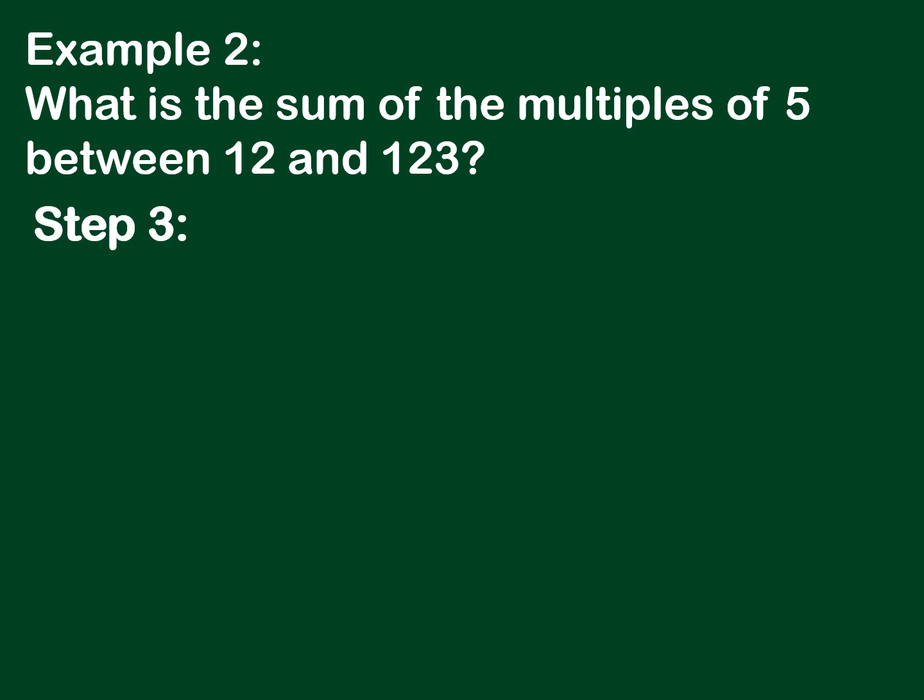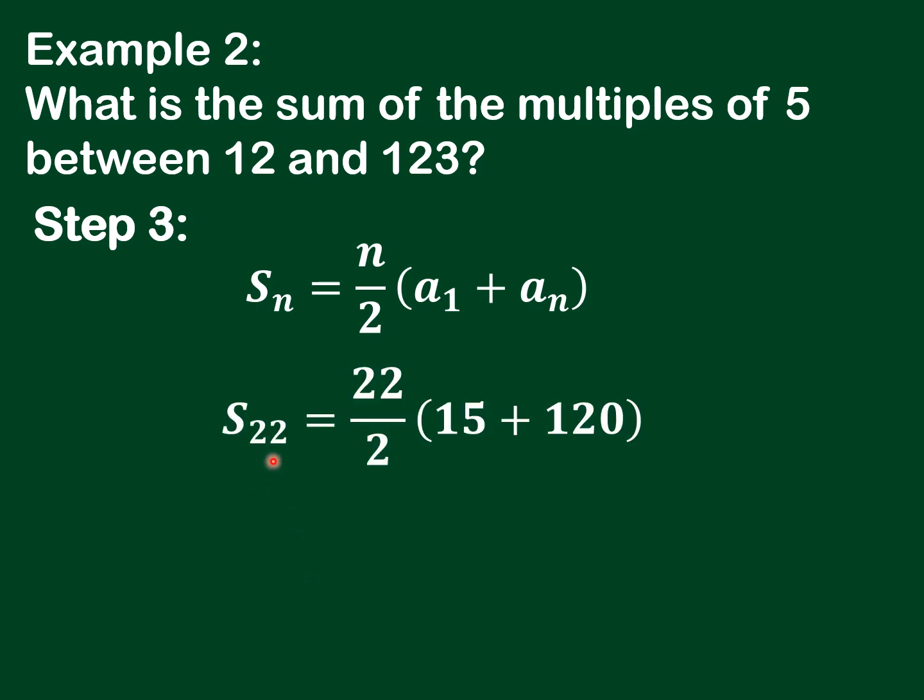For step 3, we will use the formula s sub n equals n over 2 times the quantity of a sub 1 plus a sub n. And we're going to substitute now. The value of n is 22, this is our answer in step 2. And so s sub 22 is equal to 22, that is the value of n, over 2 times the quantity of 15, that is the value of a sub 1, and 120 is the value of a sub n.